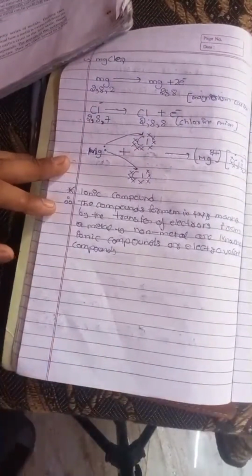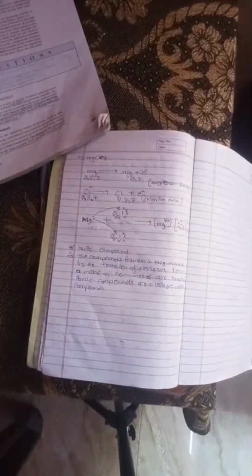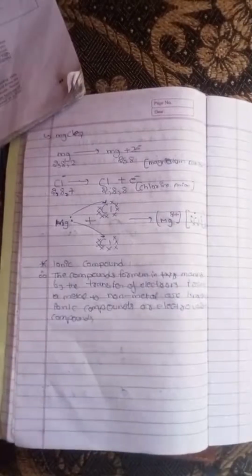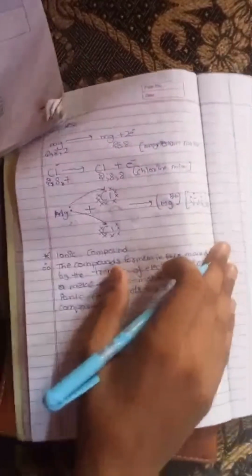Now we are going on to learn the physical properties and chemical properties of these ionic compounds that are formed after the transfer of electrons. Okay, so let's study.